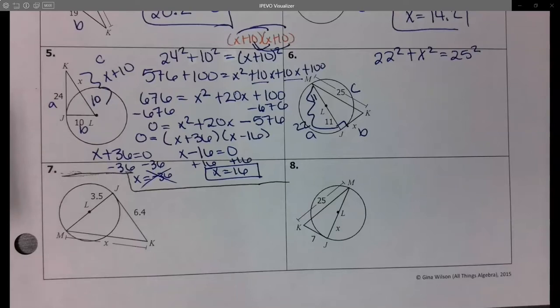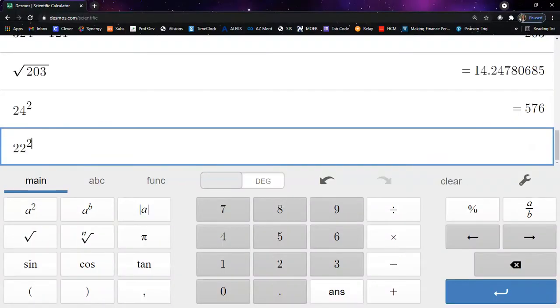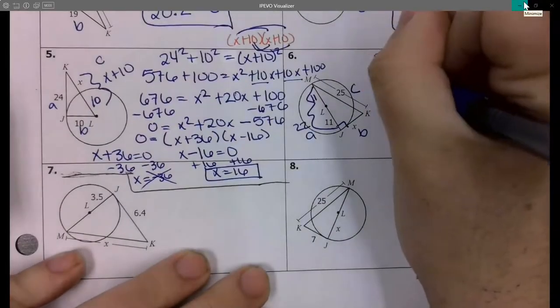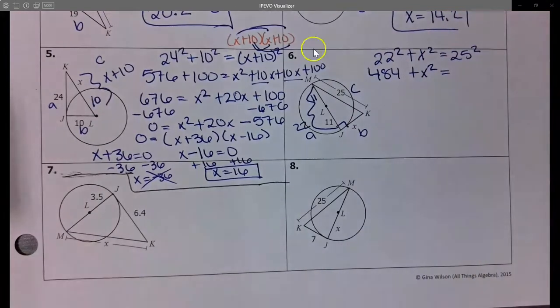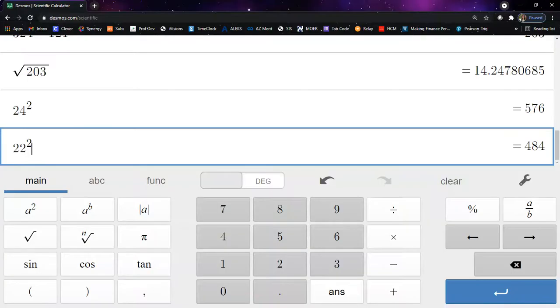Then I want to go ahead and square each of those numbers. So I'm going to go to Desmos to figure out what 22 squared is. 484. And then 25 squared is 625.